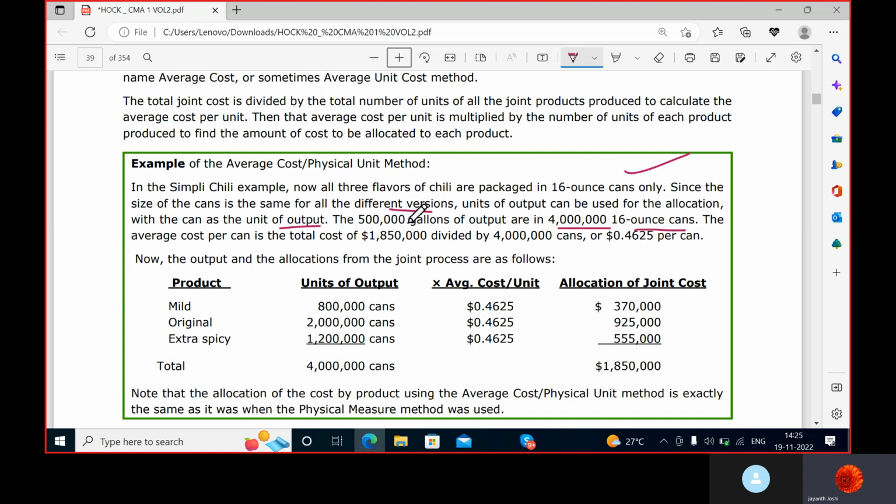So 500,000 gallons of output are in how many cans? 4 million 16-ounce cans, 40 lakhs. You have 5 lakh gallons, and you require 4 million 16-ounce cans to fill the entire 5 lakh gallons. Am I right?